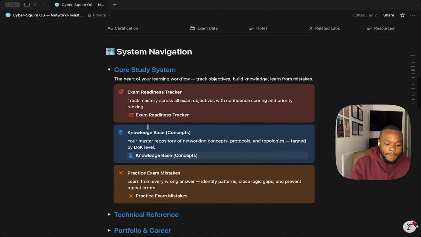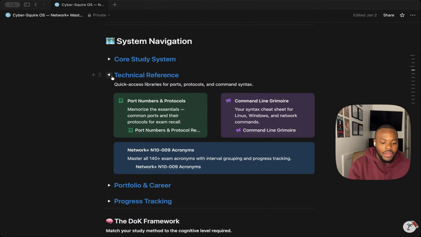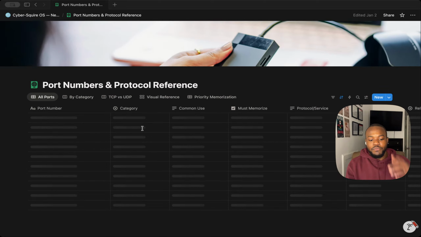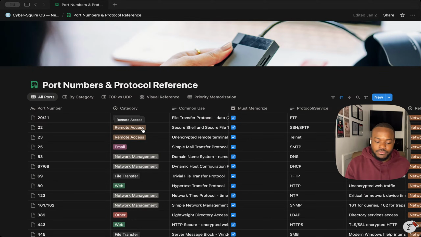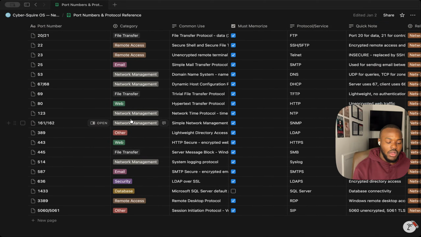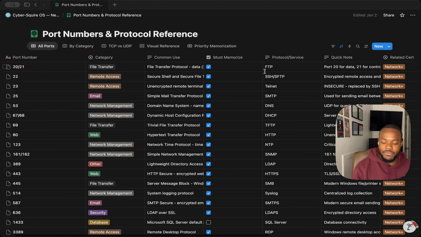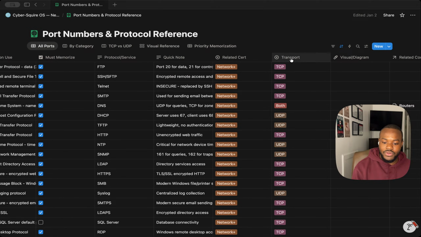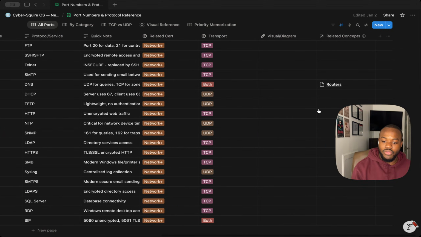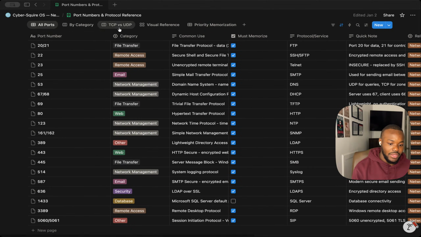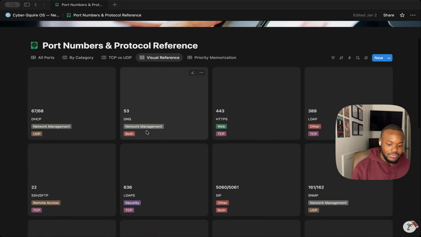And then we go into our technical reference, right? Port numbers, protocols, boom, boom, boom. We have our port numbers in all of them. And I even like to use this way where you can do priority memorization, meaning must memorize. Then we have protocol, and we have quick note. And then, of course, we have our form of transportation with TCP. And we have all 300 of them, right? Because, yes, we do.